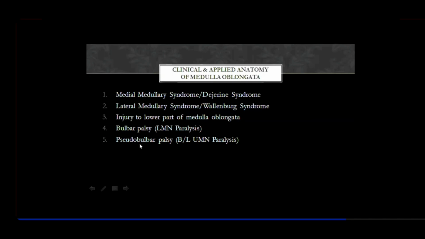The only difference you will find between bilateral lower motor and bilateral upper motor neuron paralysis will be spasticity in upper motor neuron paralysis and flaccidity in lower motor neuron paralysis. Okay, so pseudobulbar palsy means bilateral upper motor neuron paralysis. Okay, so that was all about the clinical and applied portion of the medulla.